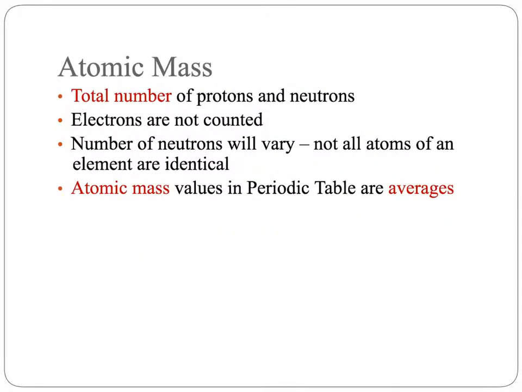So the atomic mass is calculated by counting up the total number of protons and neutrons. The electrons are so small they just are not counted at all. Because the number of neutrons can vary, not all atoms of an element are identical. And so the atomic mass values are actually averages, and that's why you see decimal points in the atomic mass values given on the periodic table. Since the atoms are not all the same in any one element, you cannot have a whole number when you're taking an average.